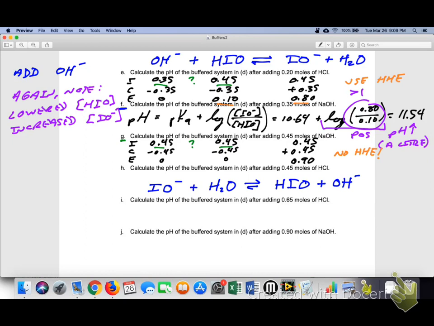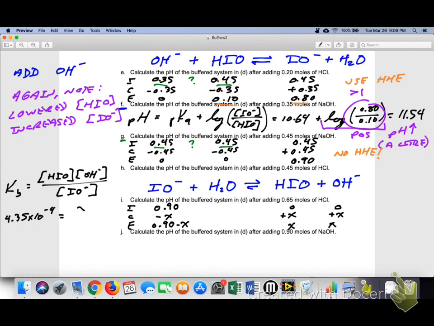And so I'm going to use that and my Kb that I found earlier. Do my ICE chart here, right? It's going to change how much. Call it a little change x. Take your Kb expression. And now it's back to what we've been doing for weeks, right? Just x times x over 0.9 minus x.